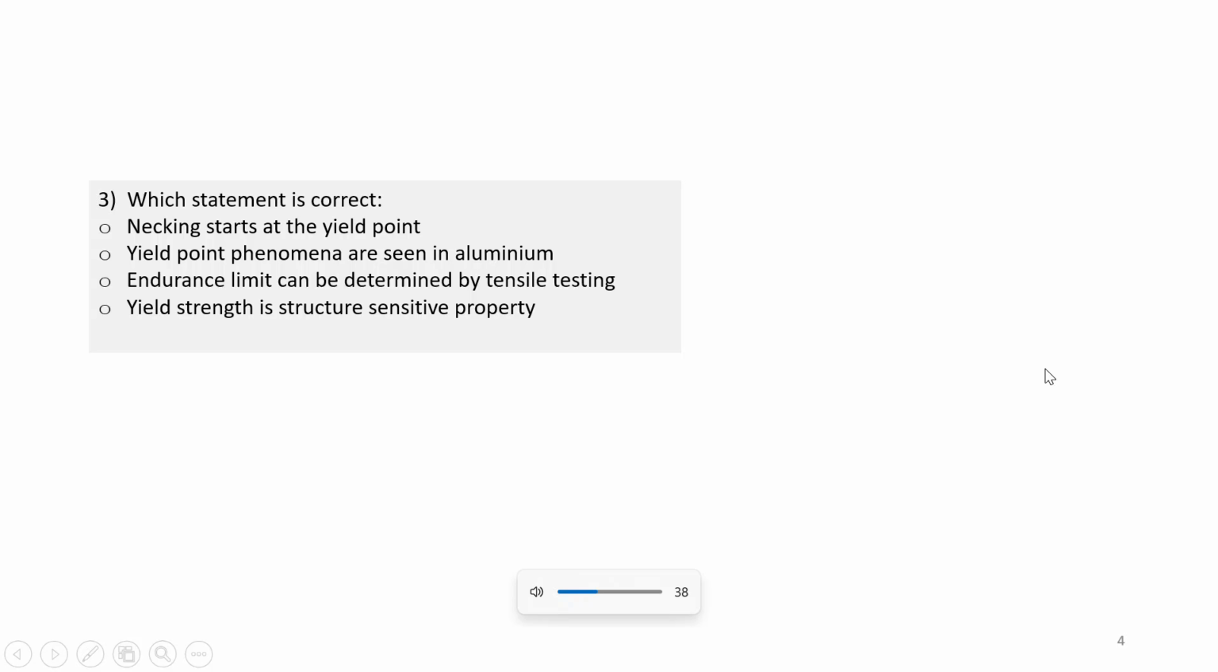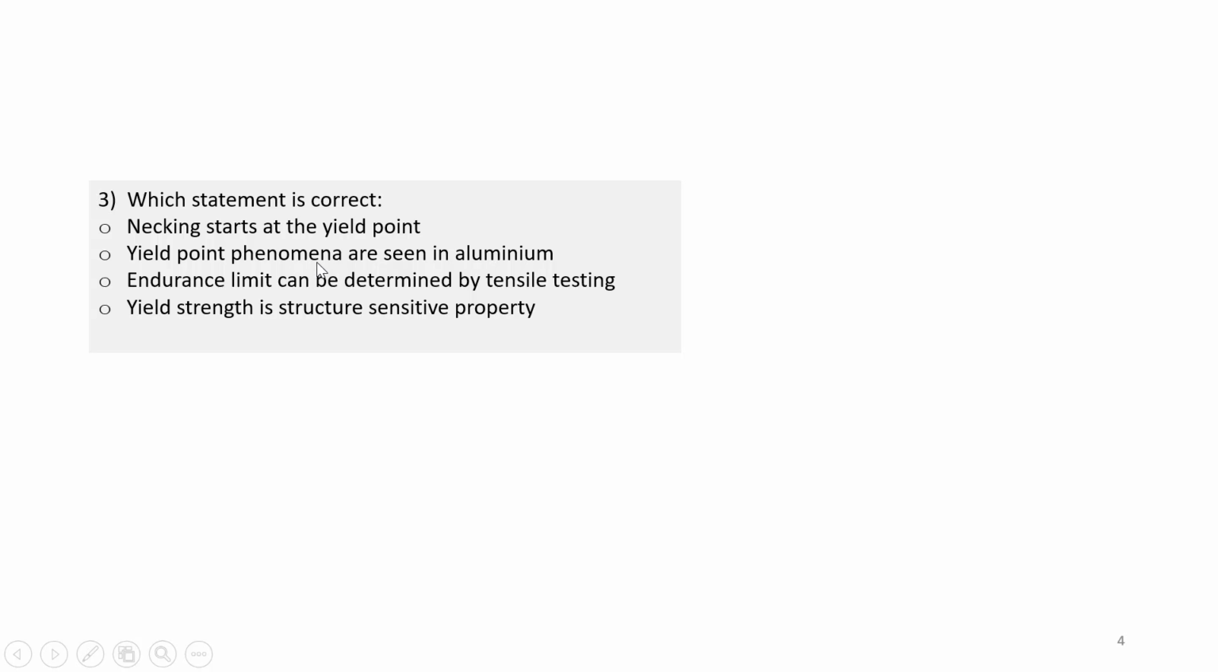For those who have joined late, we are going through sample assignment questions. The third question is, which statement is correct? The statements are: necking starts at the yield point. We know that necking starts at the ultimate tensile strength point, the UTS point. So this statement is incorrect.